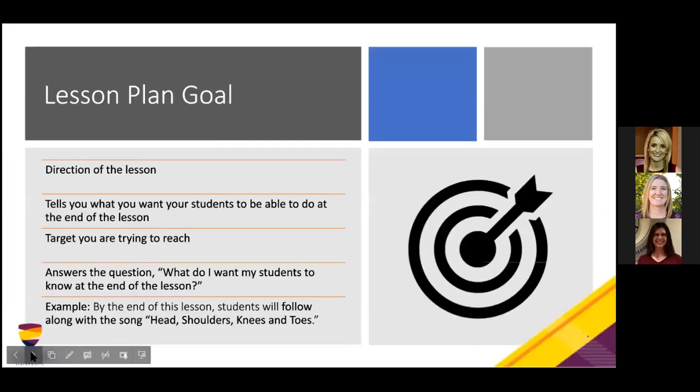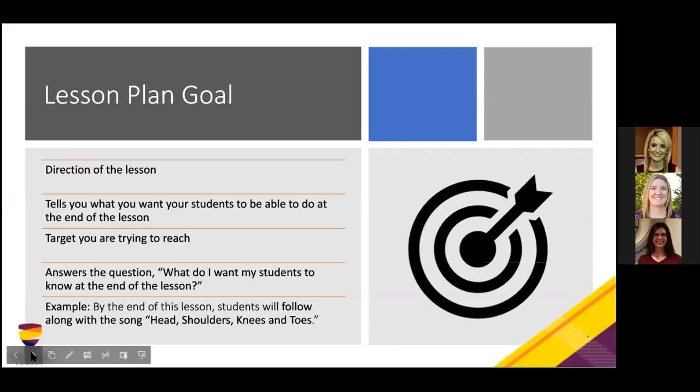A lesson plan goal guides the direction of the lesson and usually comes from the state or program standards. Goals help provide structure for planning your lesson. It lets the students know where the lesson is going, and it keeps parents informed about what you're teaching.